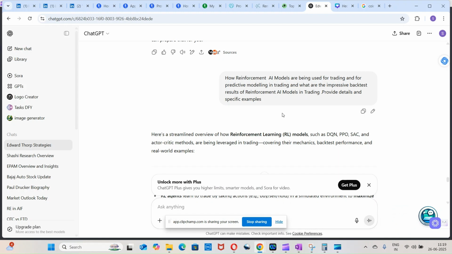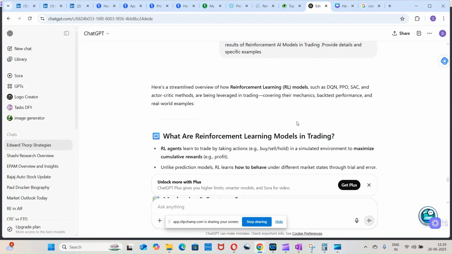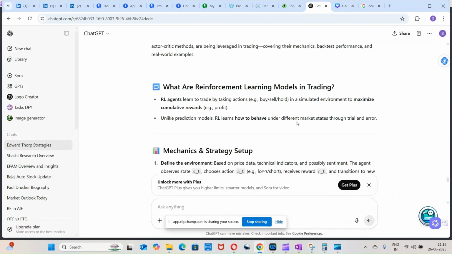Today we are going to go through reinforcement learning AI models and how they could be used for predictive modeling in trading. We'll go through some of the specific examples where these models have performed better than the traditional models, and the details of those examples. Okay, so reinforcement learning models.